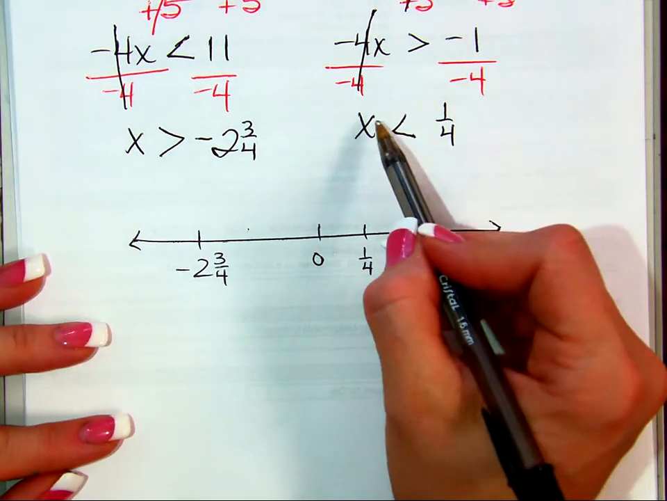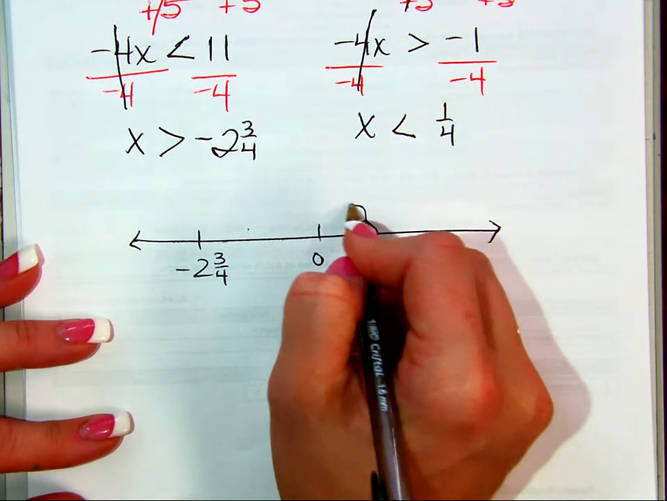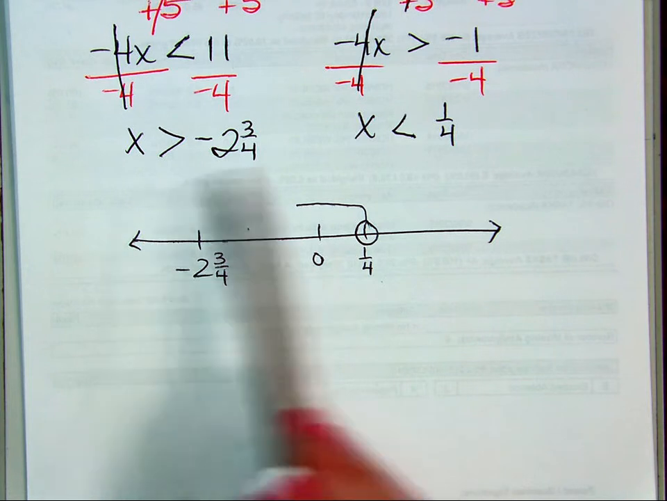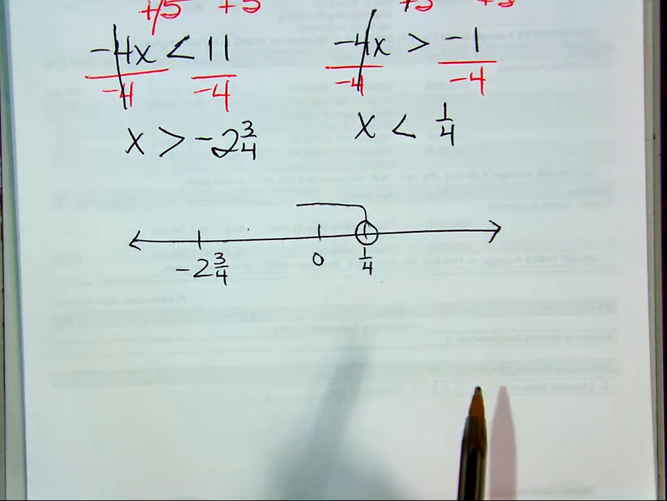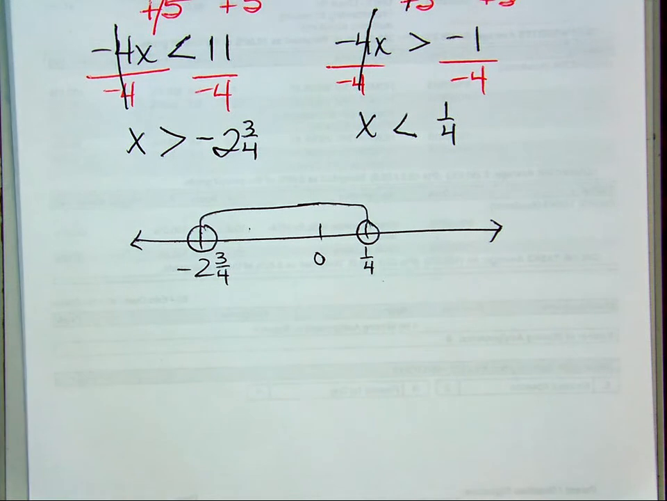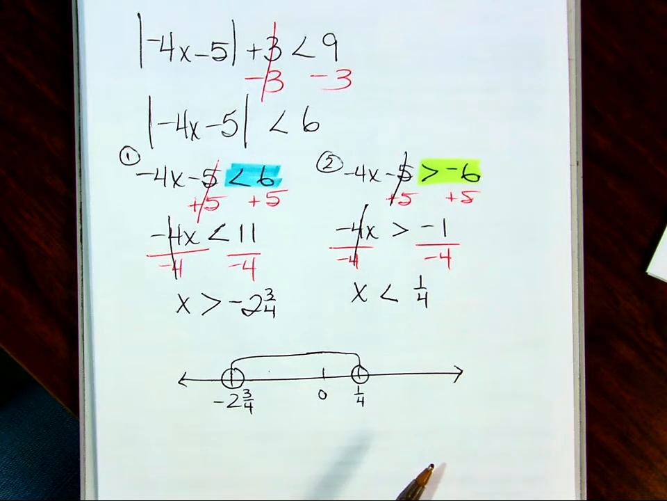I want all numbers less than 1/4. And usually you can kind of tell. When it goes this way, you know that the other one's probably going to go the other way and it's going to be an and. Or greater than negative 2 3/4. Which means the only value, oh my gosh, I'm going to go all the way back up. This is quite a bit of work. I'm going to go all the way back up here.